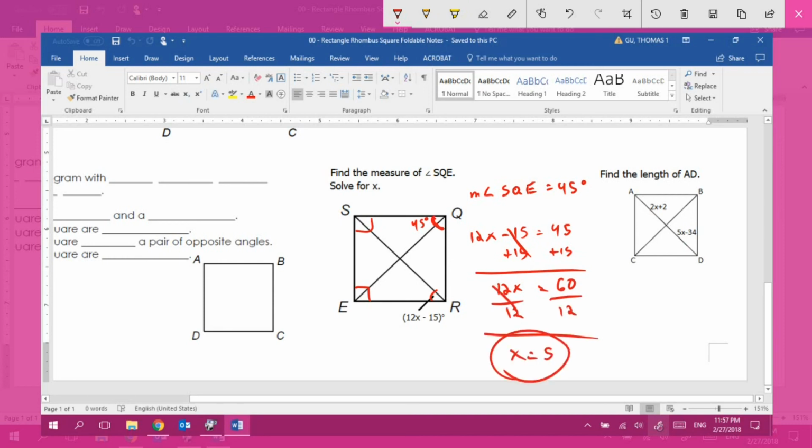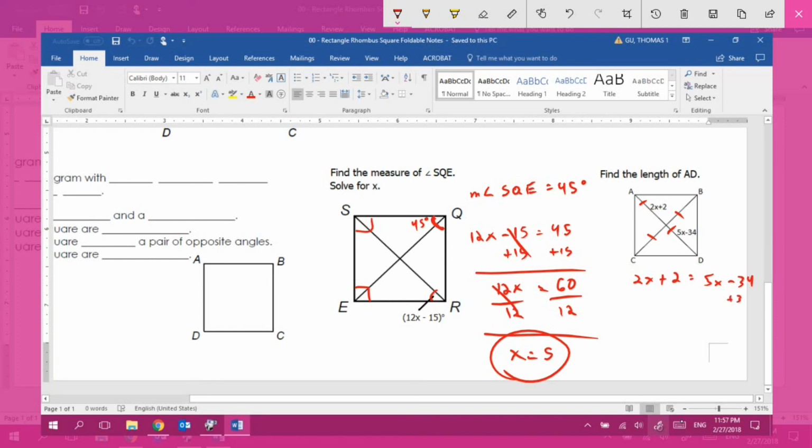Okay, last one. Now we're finding the length of AD on this square over here. Remember, diagonals bisect each other, which means that these are the same. But since this is a square, they're all the same. So that means that we can set our equation 2x plus 2 equals, what are we going to put? 5x minus 34. And then we're just going to solve for x.